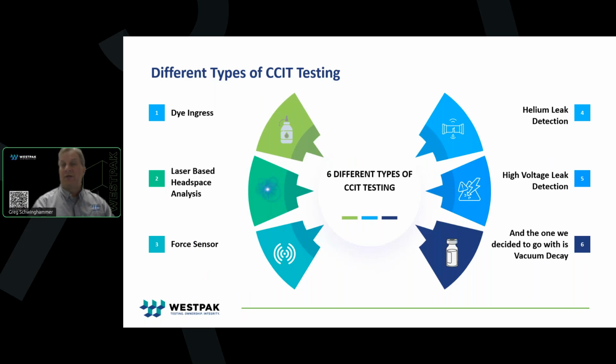High voltage leak detection is where you put a high voltage across the container, which is non-conductive, and you have a conductive product inside the container. And if there is a leak, the high voltage will go through that container and it will detect a difference in voltage. And this can test samples with defects down to 1 or 2 microns.